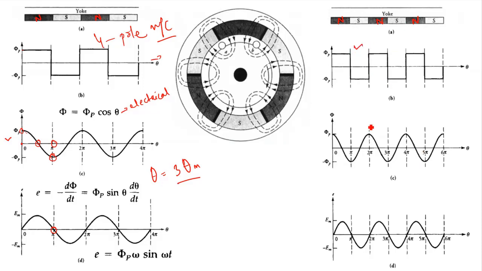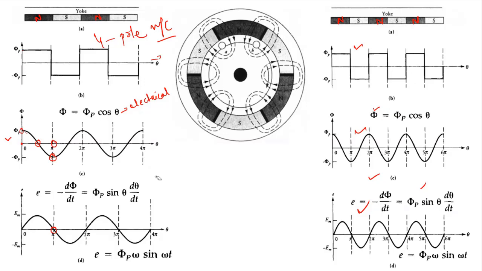This is your flux produced by the magnet. This is your flux linkage with the coil, right? These two sides of the coil, A and B, and this is your EMF induced, right? So therefore, we can conclude that your electrical angle is P by 2 θm, right? So this is how all the expressions will be the same for any kind of machine. The expressions will remain the same.